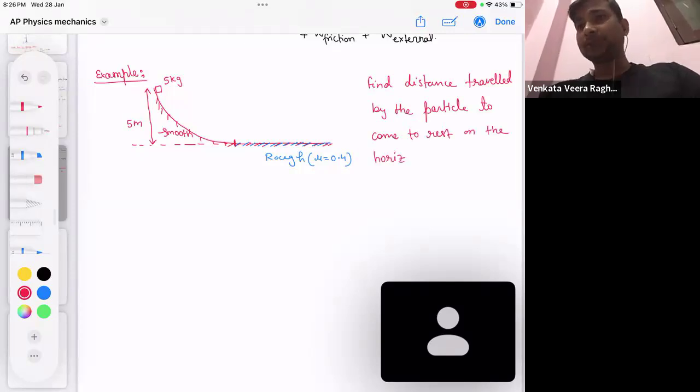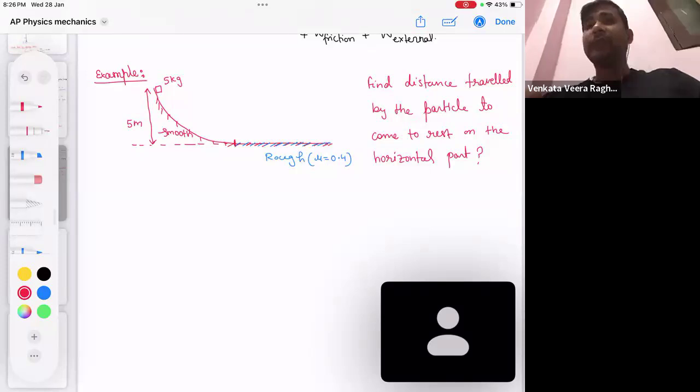Now, clear? The curve part is smooth, and there is only roughness in this horizontal part. Initially it is starting from rest. We did not push it. This block is not pushed; it is released from this curve part. So how much distance it will travel on this rough surface before it comes to rest?